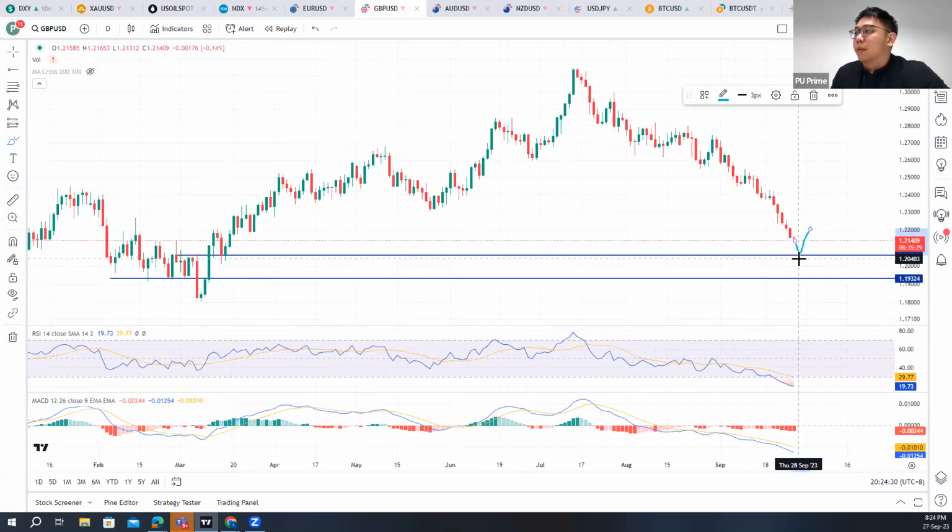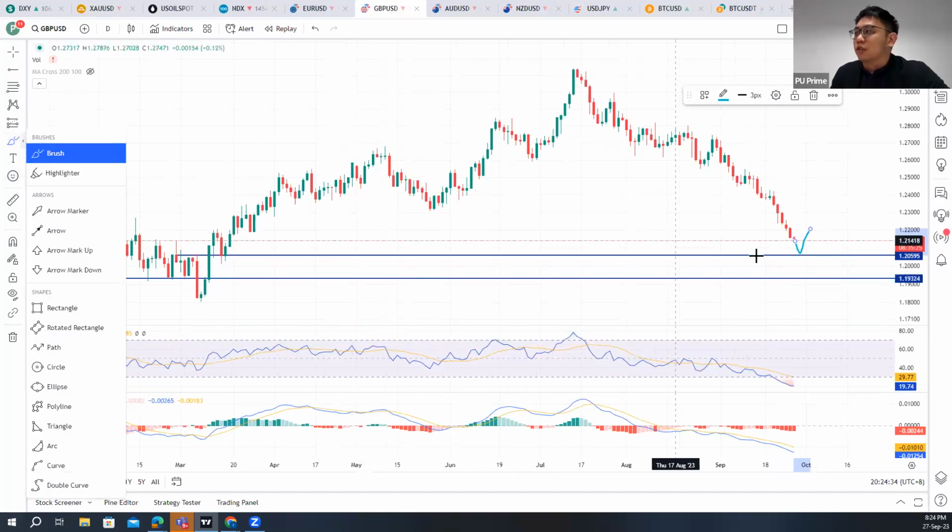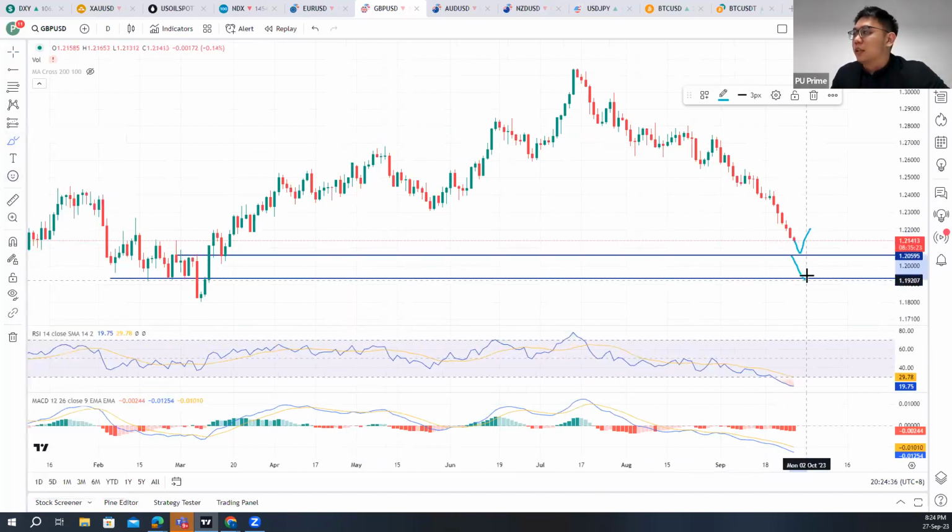If not, yeah, maybe there's another chance for you to catch a rebound at the very strong support level here. But remember, overall, it is wiser for you to take a short position on the cable, because we know that now the cable is trading in an extreme bearish momentum.